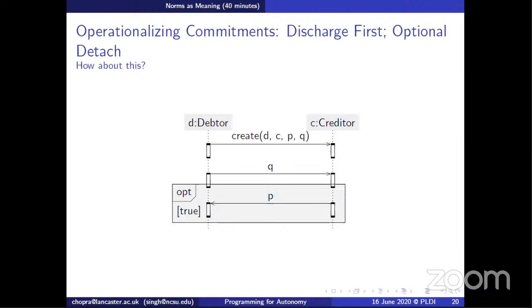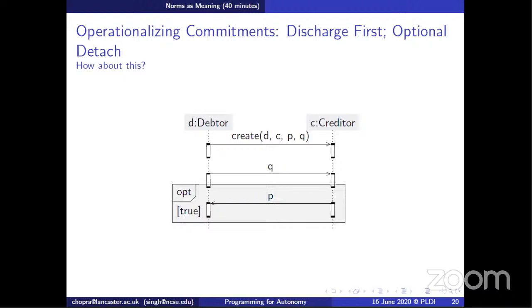For example, could a commitment be discharged first and the detach be optional? In this figure, the commitment is created and then the debtor discharges it by bringing about Q via some message. Whether P happens or not, whether the creditor sends a message to make P happen, is optional. Normally in a live tutorial we ask this question to the audience, but let me just go ahead with the answer. This is also perfectly legal, because detaching a commitment by bringing about P is optional.